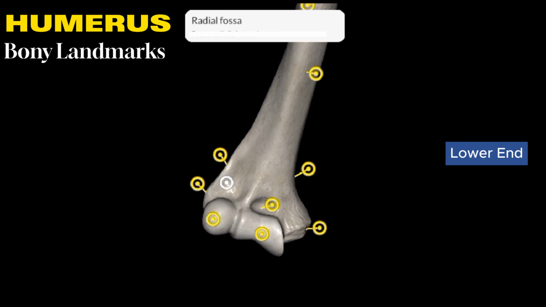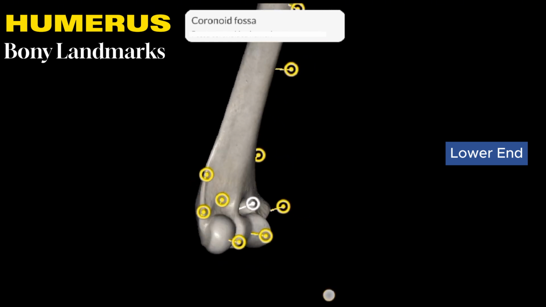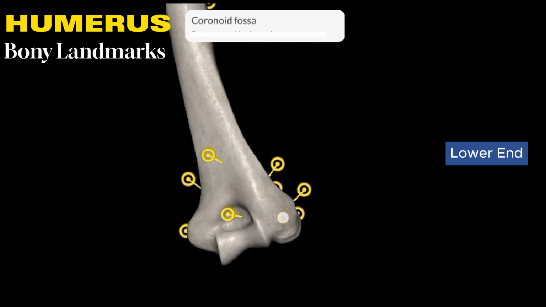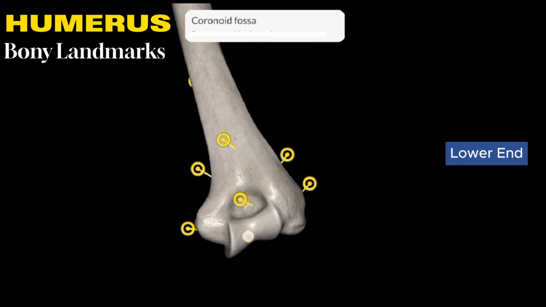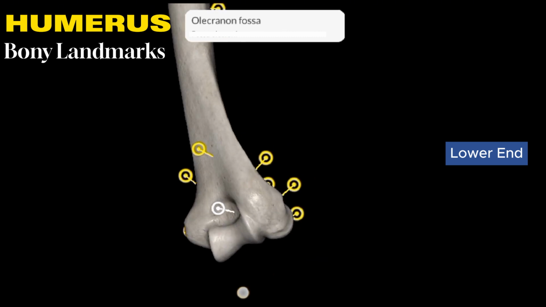Above capitulum is radial fossa. Above trochlea is coronoid fossa. On posterior side is olecranon fossa. It provides space for the olecranon of the ulna during elbow extension.